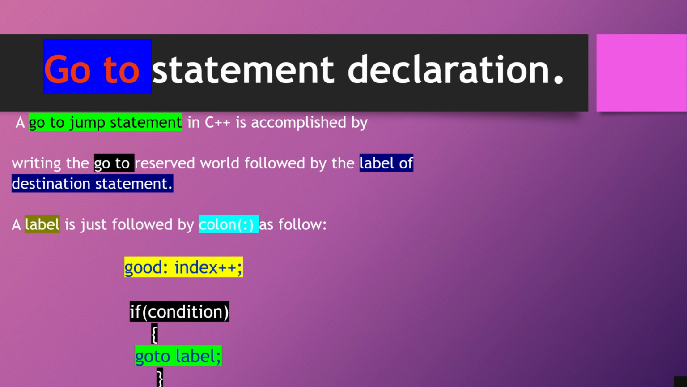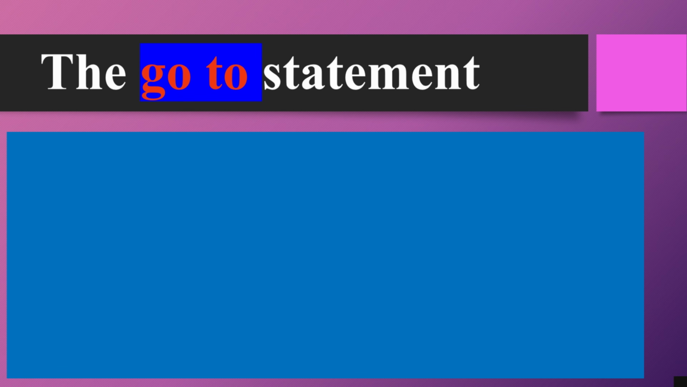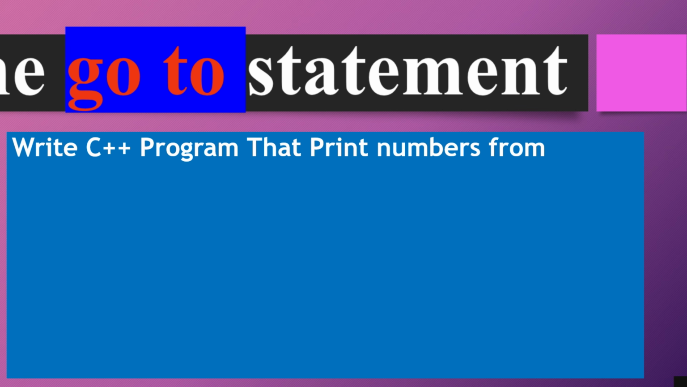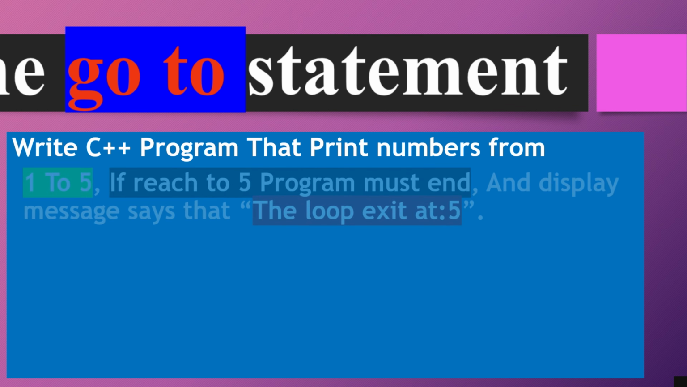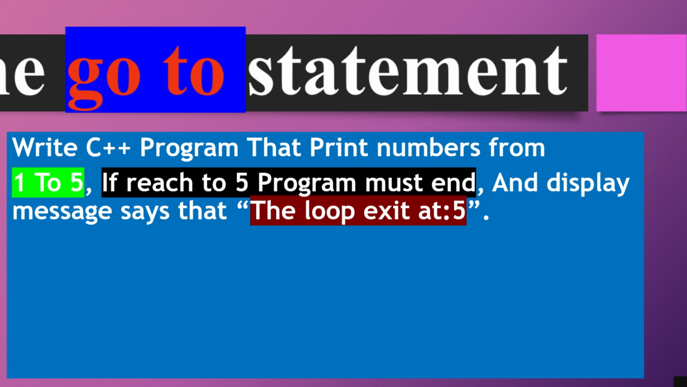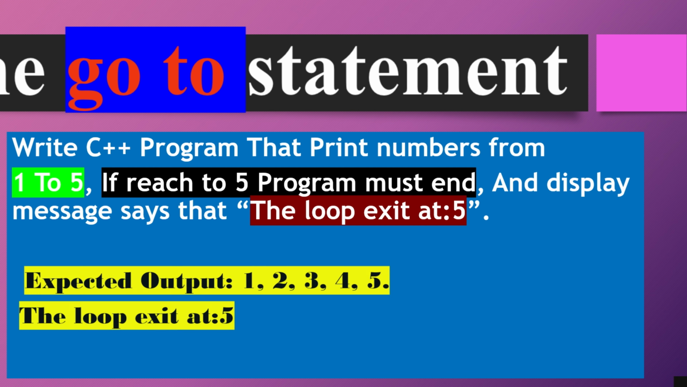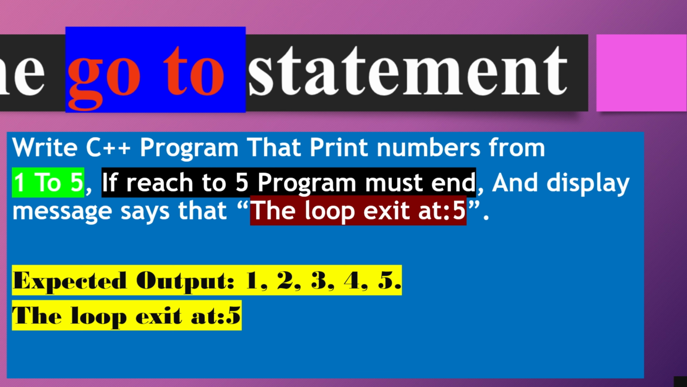So to be aware of how it works, let us do this example here. Let us write a C++ program that prints numbers from 1 to 5. If it reaches 5, the program must end and display a message that says the loop exit at 5. The expected output will be 1 2 3 4 5, the loop exit at 5. So this is what we are going to do by using the goto statement.